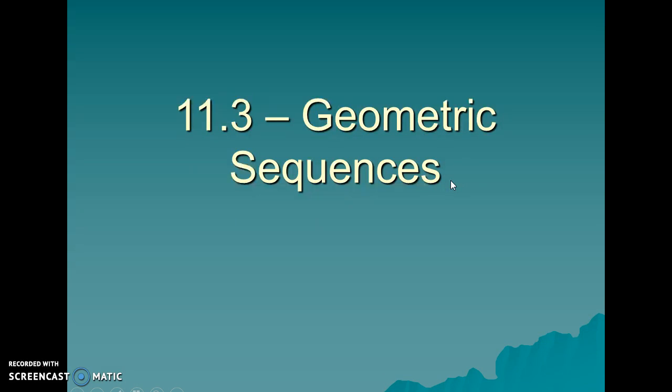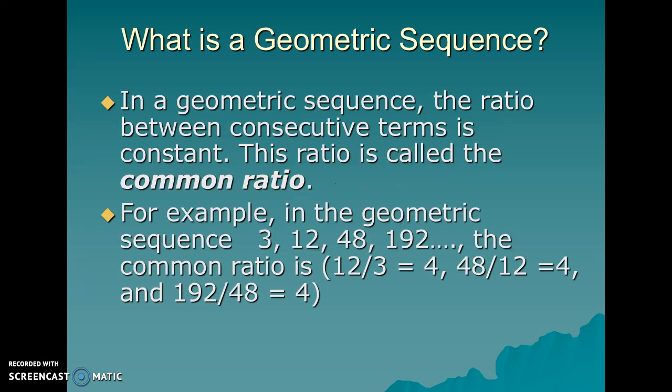Geometric sequences. What is a geometric sequence? A geometric sequence has a constant ratio between consecutive terms. The ratio is called the common ratio.